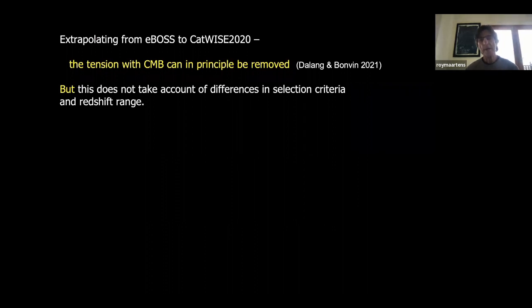The fact that they couldn't actually make a specific test is that we can't just expand the EBOS sample to the Catwise without taking account of differences in selection criteria and other observational complications. So it's still an open question, but the question now has been posed correctly. We have to actually find ways to correct the Ellis-Baldwin formula and see what the resulting relative velocity is.